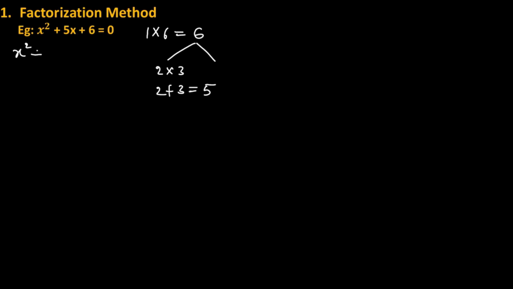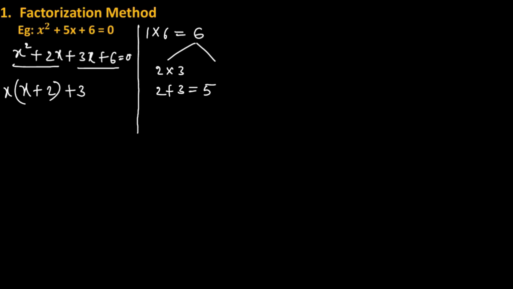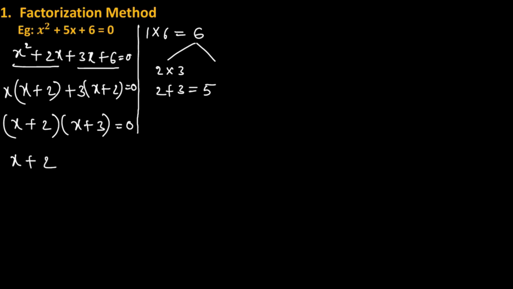Let us write this as x square plus 2x plus 3x plus 6 is equal to 0. We have already solved this method in our previous chapters. From these two terms, take x as common, x plus 2. And from these two, take 3 as common, again x plus 2 is equal to 0. Now x plus 2 is common, so take it out: x plus 2 times x plus 3 is equal to 0. Now x plus 2 is equal to 0 and x plus 3 is also equal to 0. x is equal to minus 2 and x is equal to minus 3.